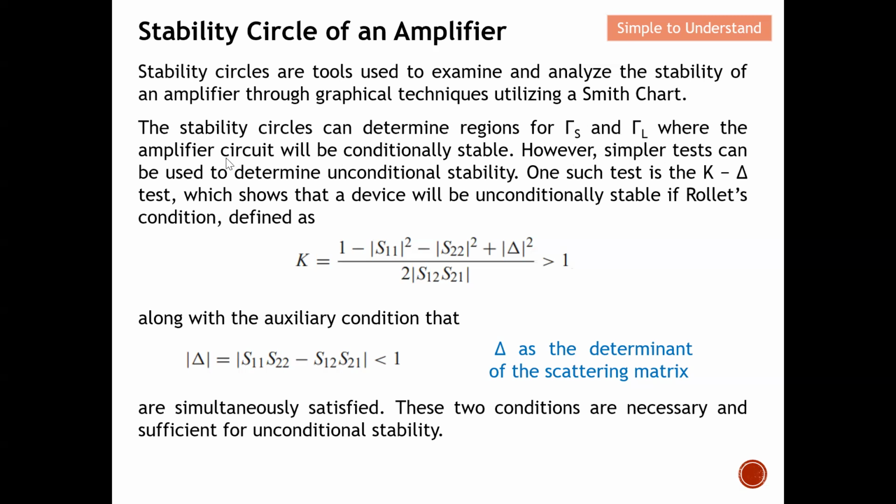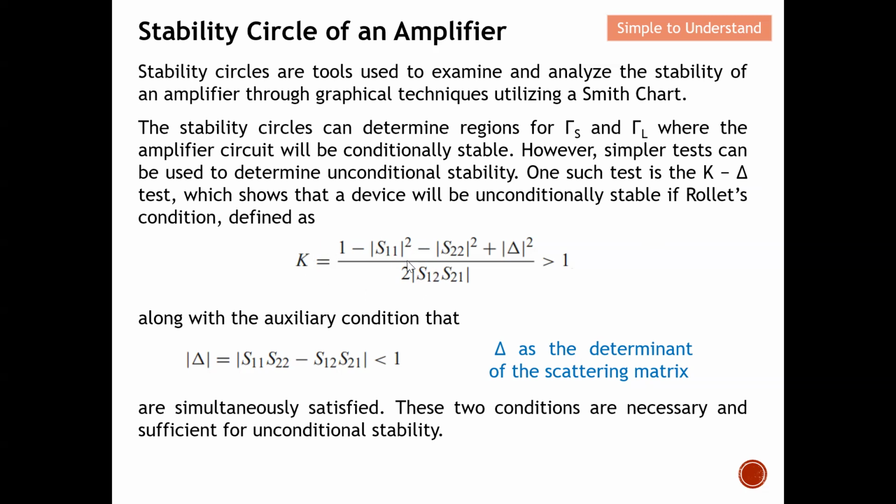However, simple tests can be used to determine unconditional stability. In this video, I'm going to show you how we can test if the amplifier will be unconditionally stable. One such test is the K factor. We also have the determinant of the scattering parameters, or S parameters in short, which is shown here. They show whether a device will be unconditionally stable, based on the Rollett condition. This is the equation to determine the K factor.